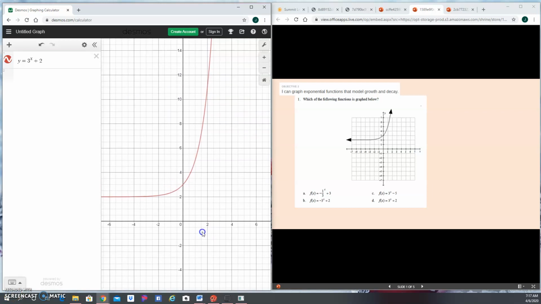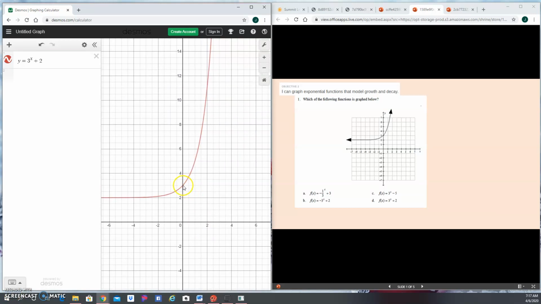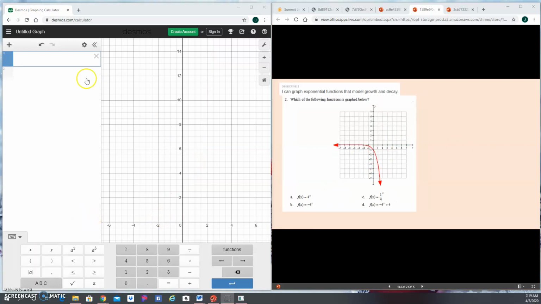I plug in letter D and it shows that my y-intercept is here at 0, 3. And I have another critical point here that I'm going to check, and that I think is 1, 5. And it matches. So on this particular example, the answer is letter D. Okay, so let's go ahead and proceed to example number 2.